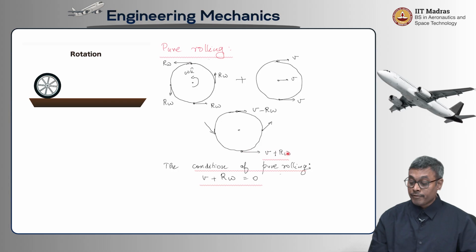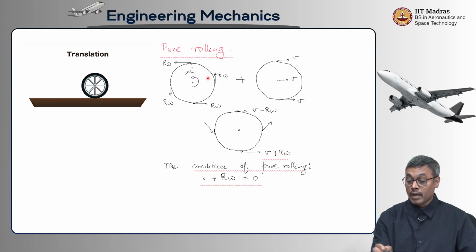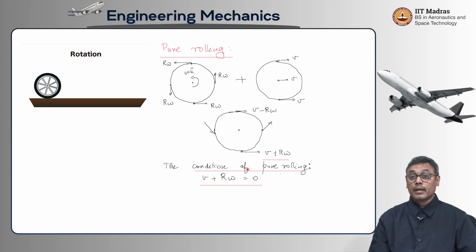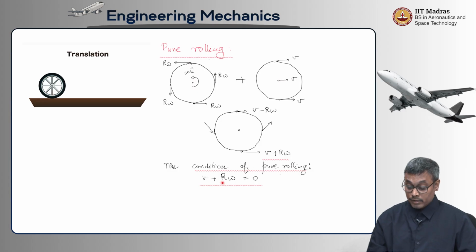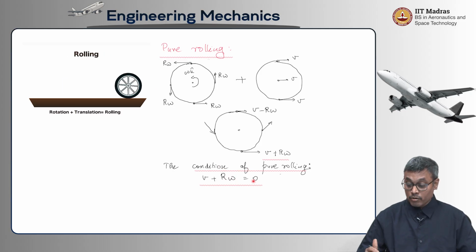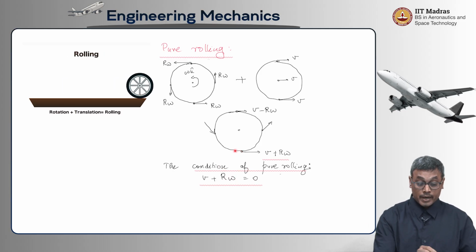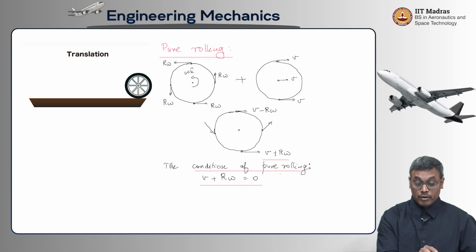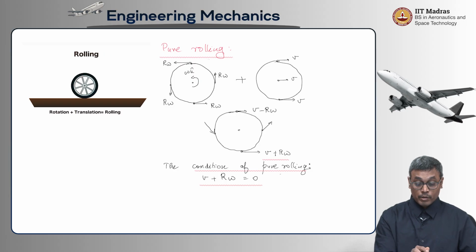So if v and omega, instead of being unrelated like they are here, are related through this equation, which gives you zero speed at the point of contact, that is called pure rolling. So when v and r omega obey this equation, v plus r omega equal to 0, then you have zero speed at the point of contact, and that corresponds to rolling. And what we see in this video over here is actually pure rolling.